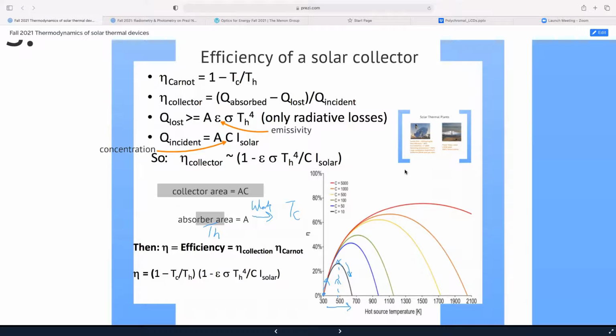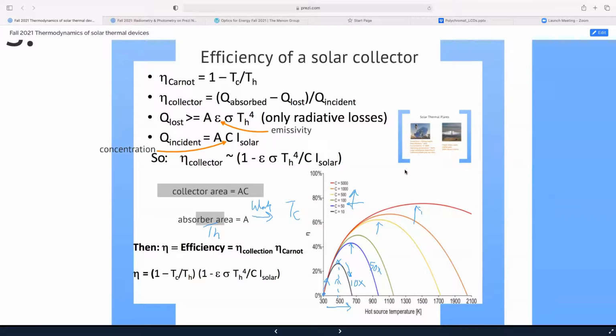The answer is yes. I can increase the concentration factor. So I can concentrate to 50x. So this is 10x. This is 50x. I can get a higher efficiency. And go to 1000x. So this is the reason concentration factor allows you to get higher efficiency from systems.